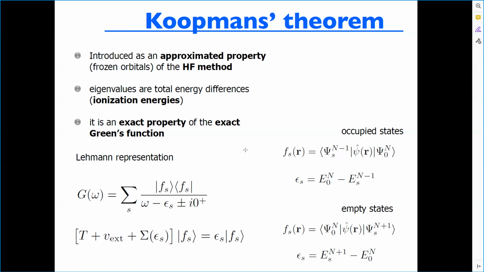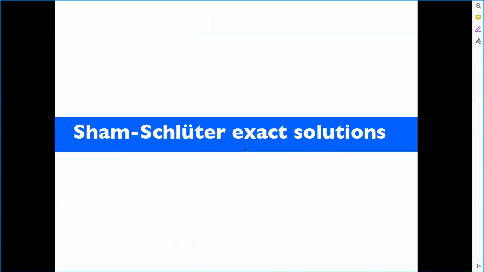So when we cast eigenvalues as total energy differences, we are actually aiming at the general and elegant framework of the Green's function method, where these poles are just charged excitations, and these are the Dyson orbitals.